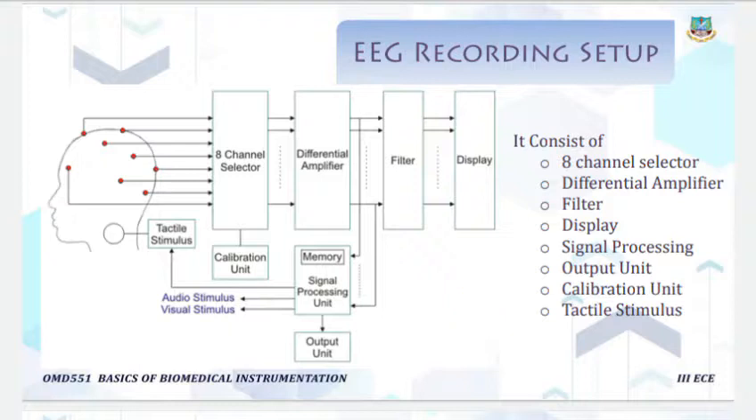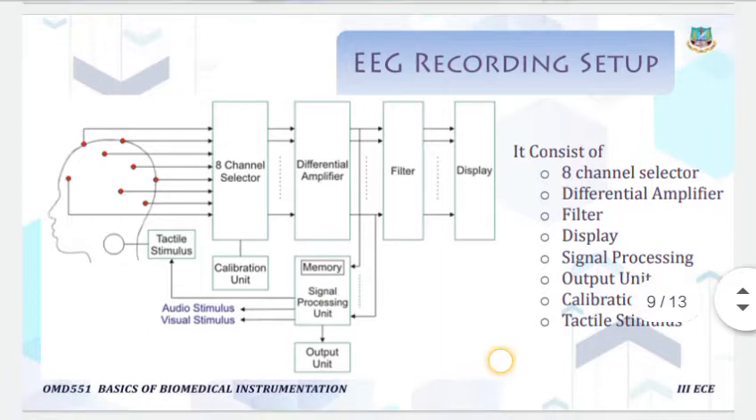Okay, so normally how many electrodes are there? 21 electrodes, and these electrodes are connected to the 8 channel selector. The electrodes are attached to the channel selector in groups of 8, called a montage. That is, here we connect 8 electrodes as a group to the channel selector, and this group of 8 electrodes is called a montage. So this is an 8 channel electrode setup.